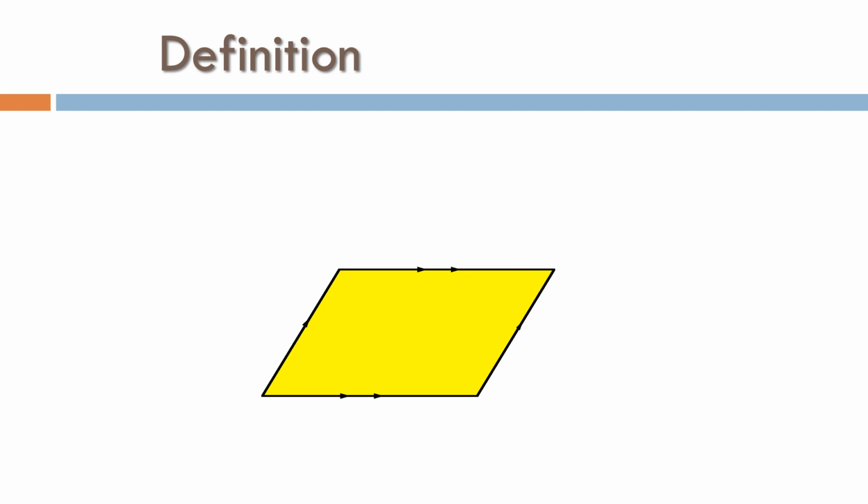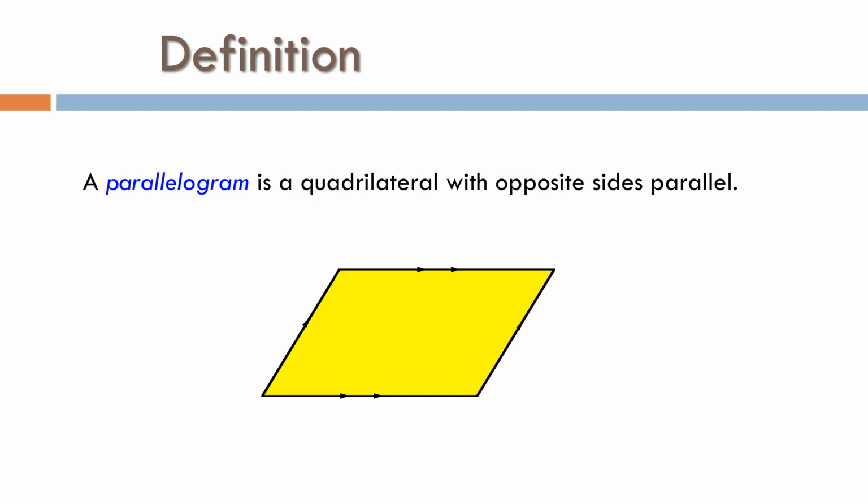So all parallelograms are quadrilaterals, but not all quadrilaterals are parallelograms. Okay. Both pairs of sides have to be parallel like you see in the diagram.